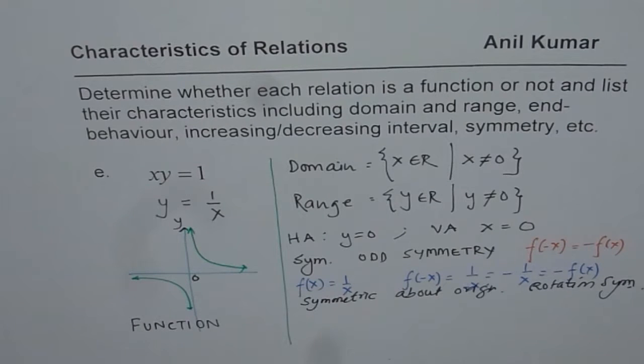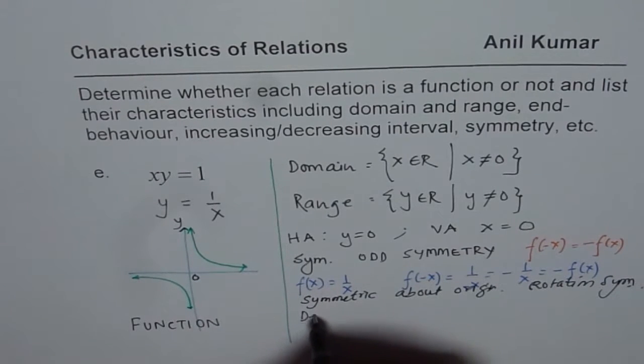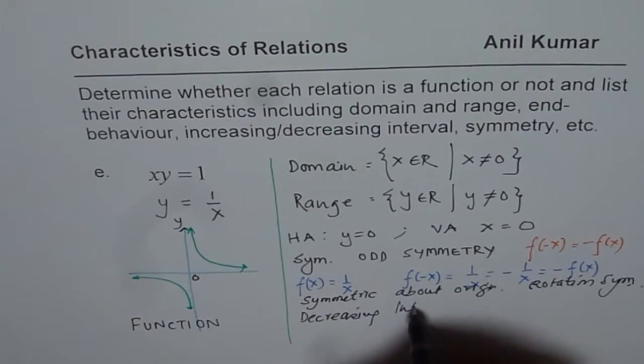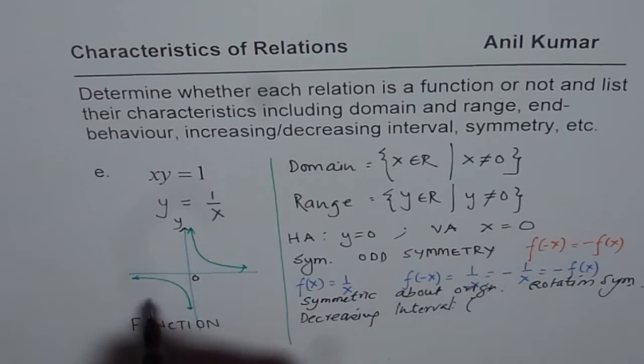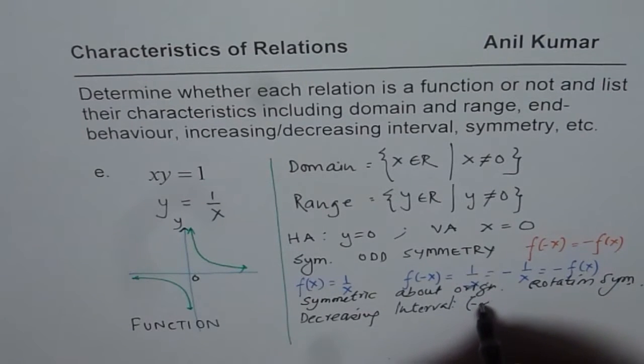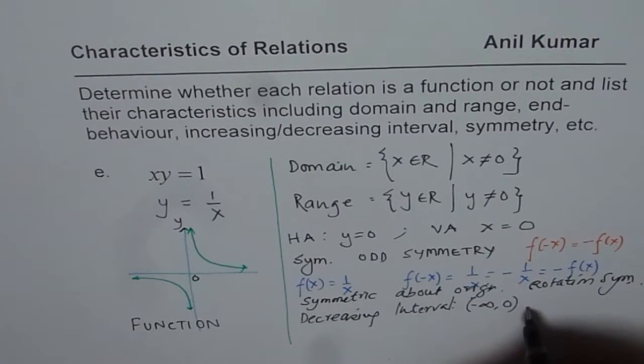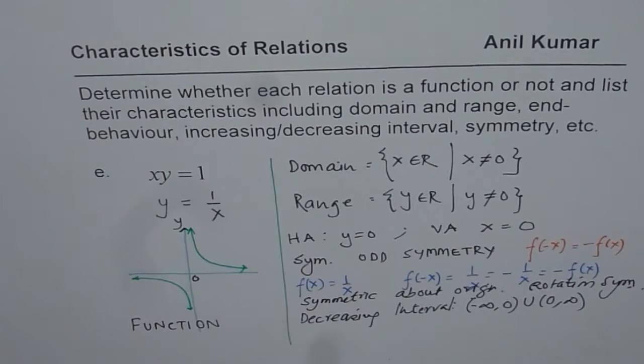Now increasing, decreasing intervals, you see it is decreasing all throughout. So it has a decreasing interval. Remember, when you write decreasing interval, do not include 0. It is from minus infinity to 0, not including, right? Union, you can say 0 to plus infinity. 0 is not in the domain of this particular function. So these are the characteristics which you could write.